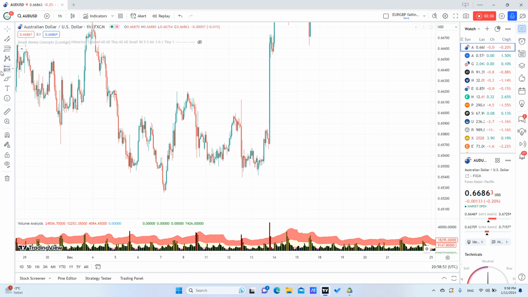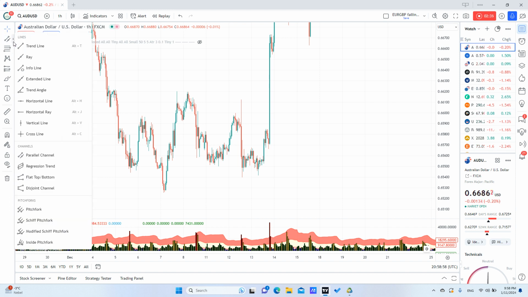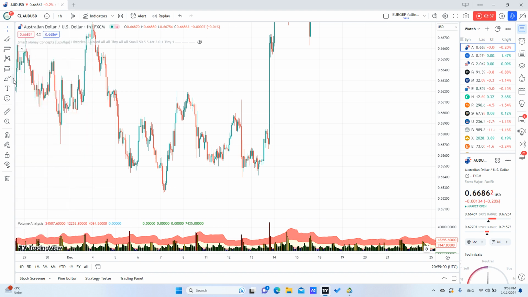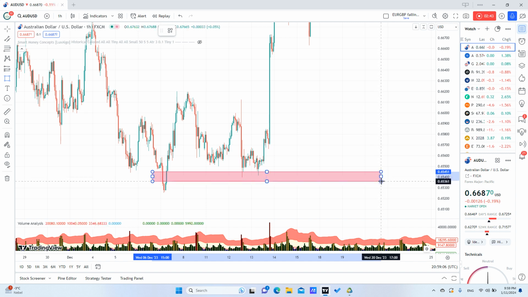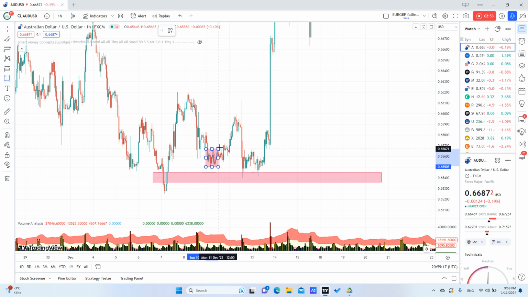Here in AUDUSD we had a PPR. I will mark it with a rectangle here, which is a balanced price range. As you can see, it's like a fair value gap from both sides, and then price started to accumulate here, and it went up. So when people see that price already broke some structures, they may enter here and put their stop loss under this accumulation setup.